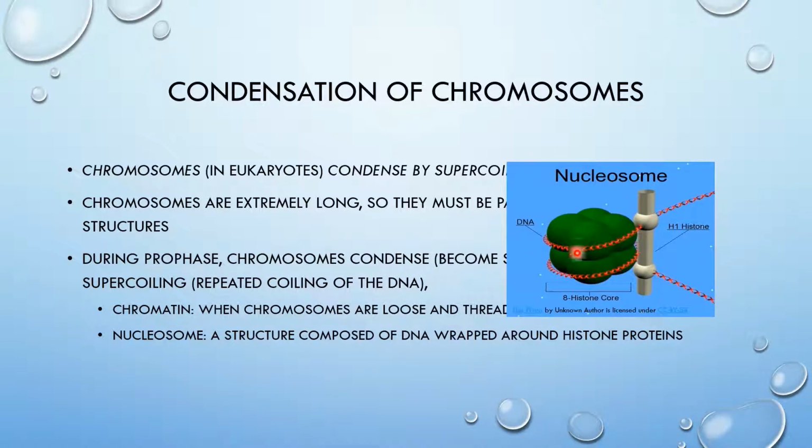So basically they have an 8 histone core. 8 histone proteins make up the core, and there's 1 H1 histone protein that is attached for stability. The DNA wraps around twice around the nucleosome, and these nucleosomes pull together to supercoil chromosomes.